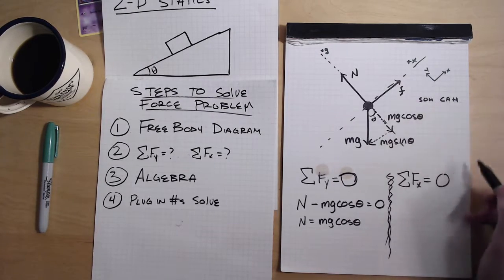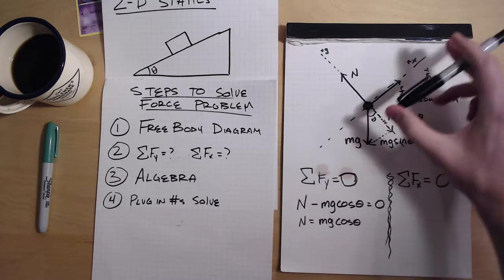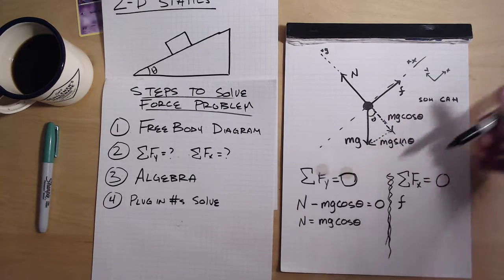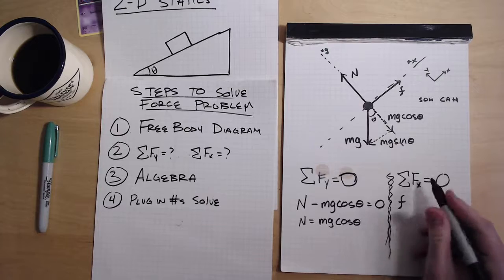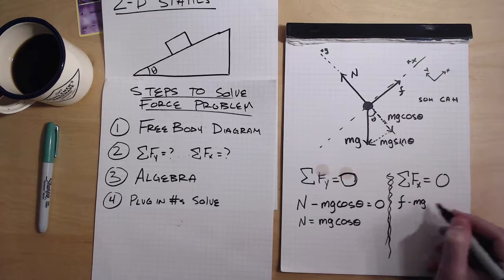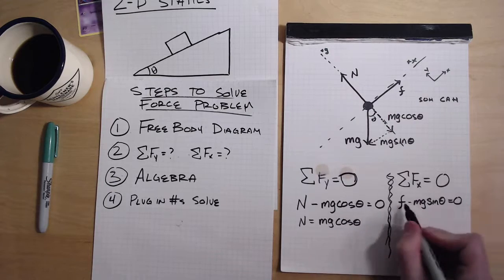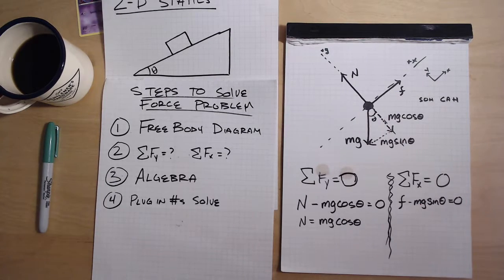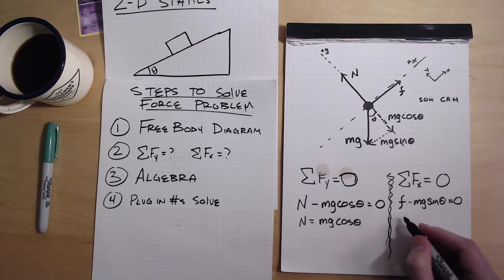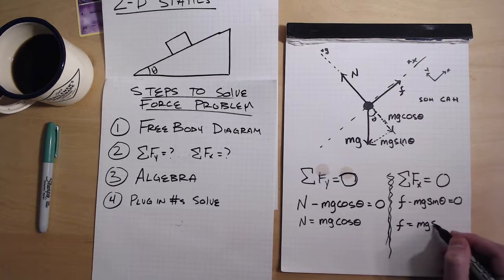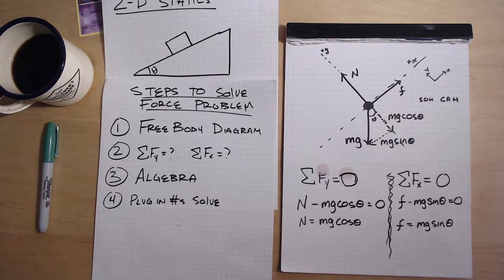So in the x direction, first off, in the positive x direction, we have this force of friction. In the negative x direction, down the incline, we have this mg sine theta. So it's minus mg sine theta. And we're going to set this equal to 0. The summation of all the forces in the x direction has to equal 0 because it's not sliding up or down the incline. Now let's clean up this equation as well. So we get force of friction is equal to mg sine theta.